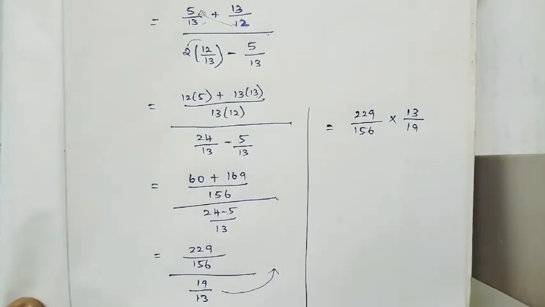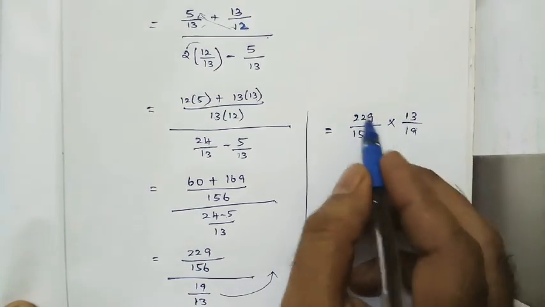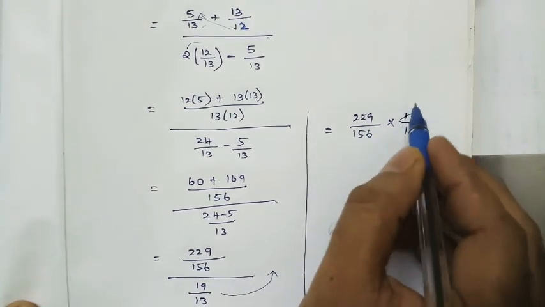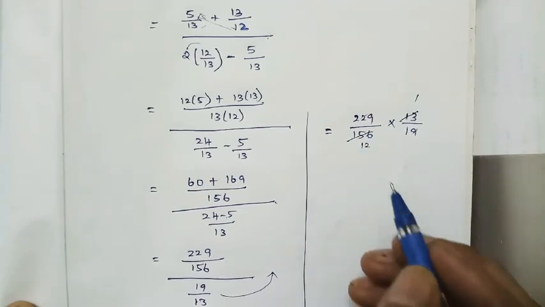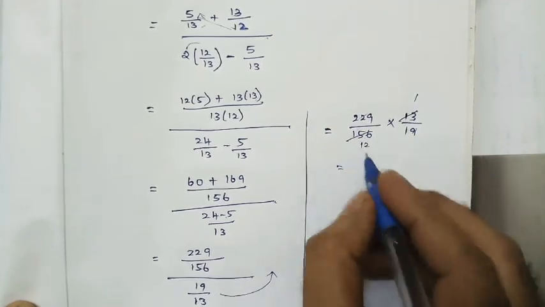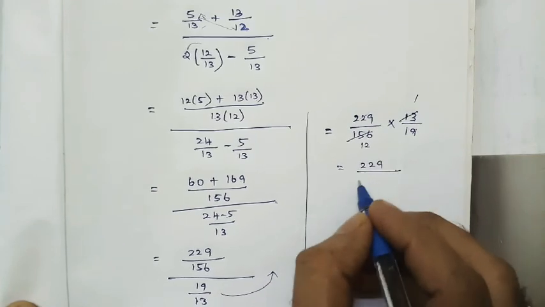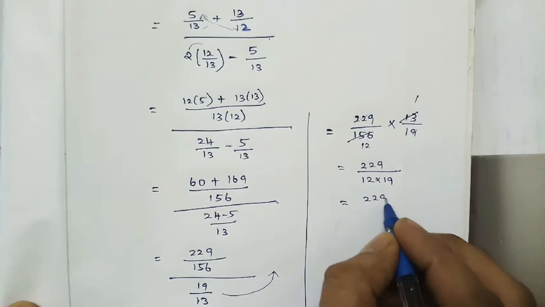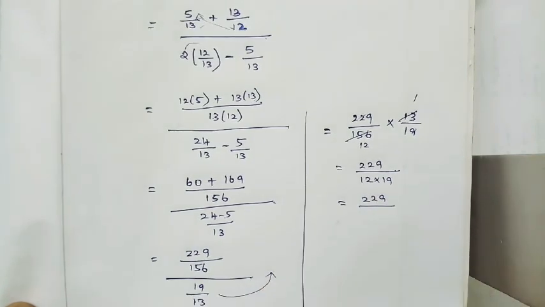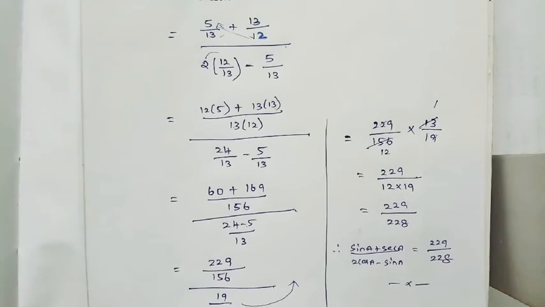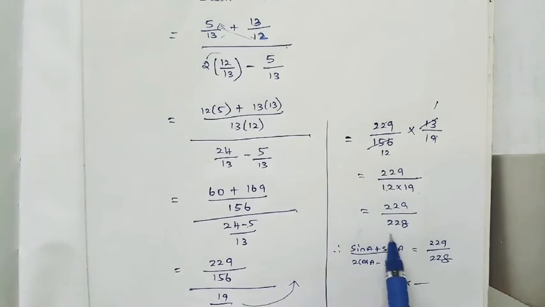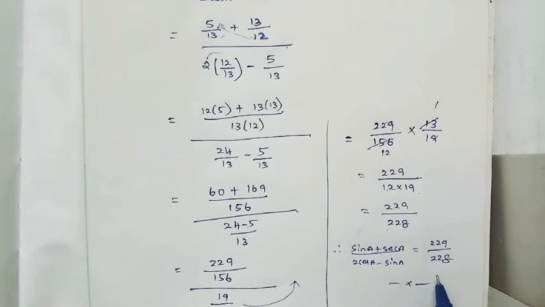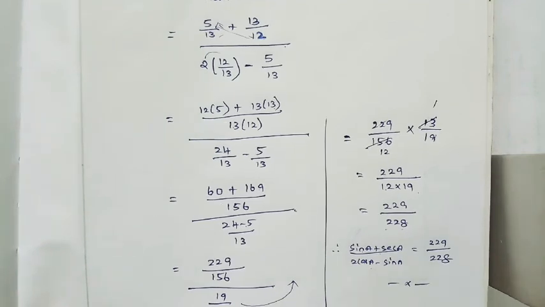Is it possible to simplify? 19 table not possible, but 13 table possible. 13 12s are 156. So the numerator is 229, divided by 12 into 19. 12 into 19 is 228. So sin A plus sec A divided by 2 cos A minus sin A is equal to 229 divided by 228. Right? Thank you.